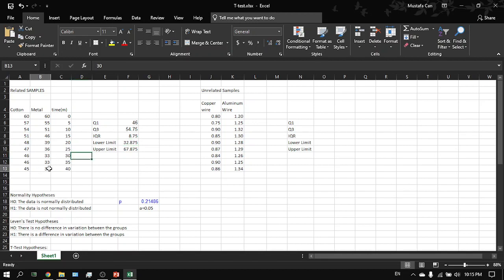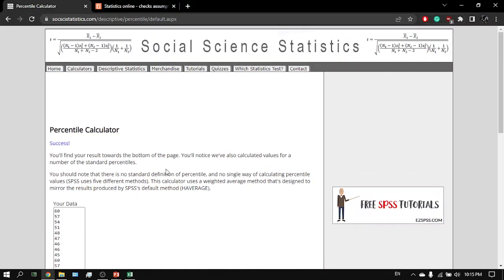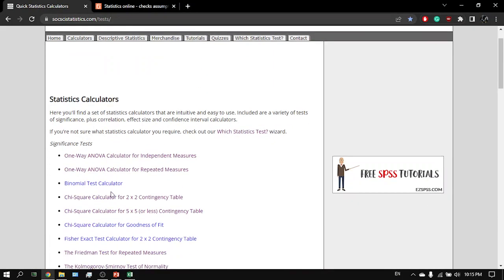Let's see. If we have an outlier, let's see. 30 is an outlier. I remove it. Anything lower than 32? No. Anything larger than 67? No. Yeah. The problem with this site is that it doesn't do the calculation.